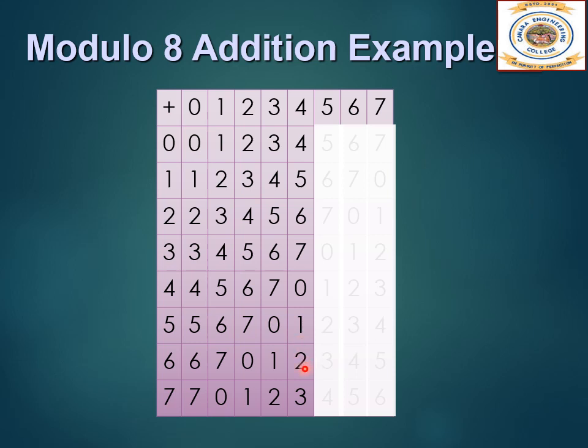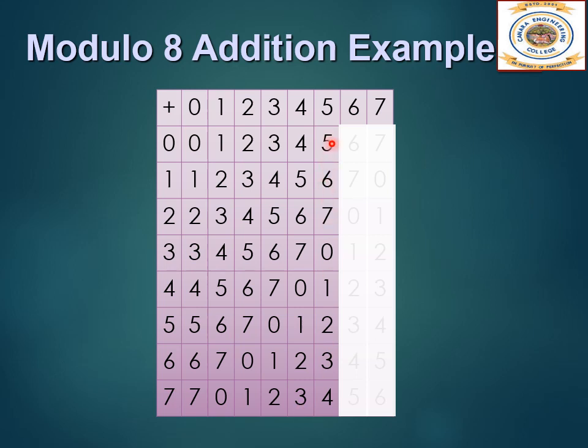Then here 4 and 6. 4 plus 6, what is this addition? 10. 10 mod 8 is how much? 10 mod 8, remainder is 2. Then 4 and 7, what is it? 11. 11 mod 8, what is the remainder? 3. So on, we can do the entries for 5.